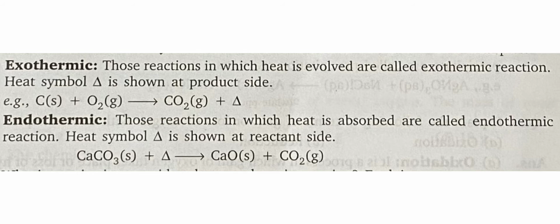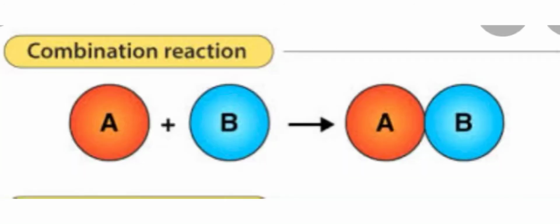Endothermic reactions are the reactions in which energy is absorbed. It means that for the reaction to take place we have to give heat energy. For example, calcium carbonate, CaCO3, when heated, gets converted into calcium oxide, CaO, and carbon dioxide. So this reaction is an endothermic reaction. Now let us move to types of reactions.